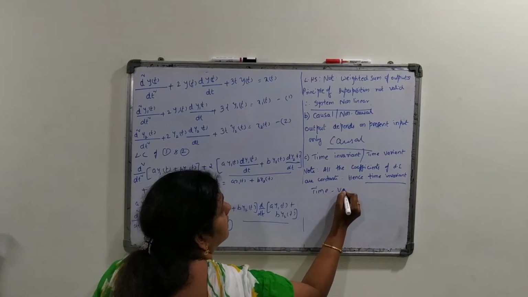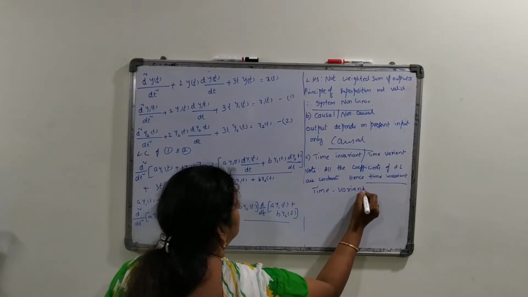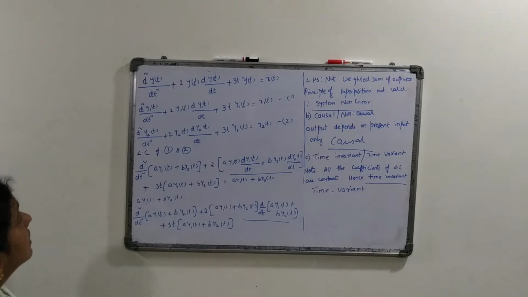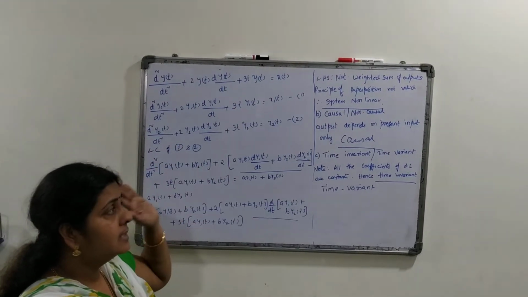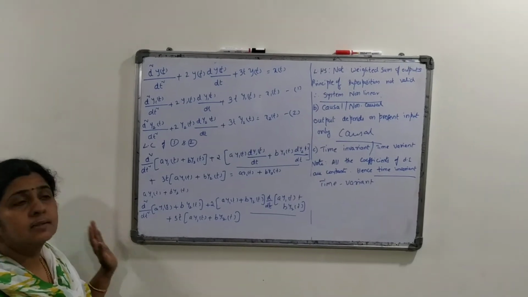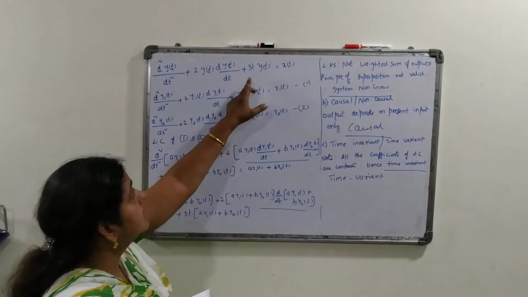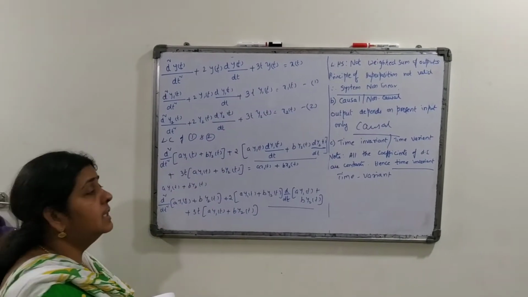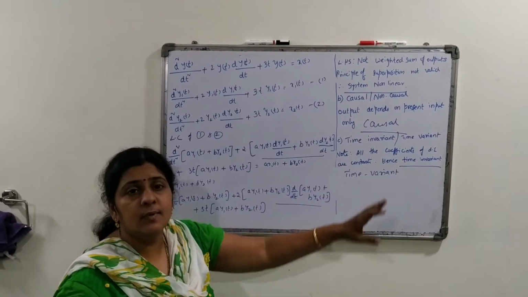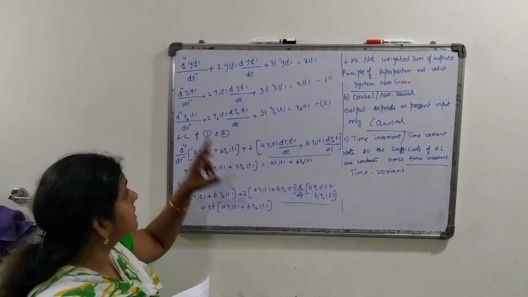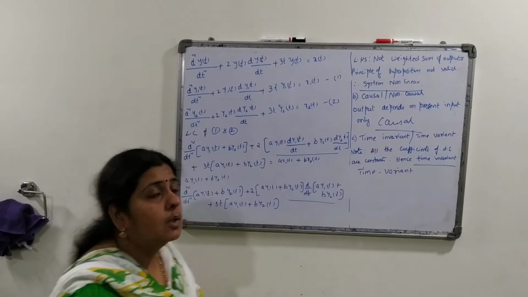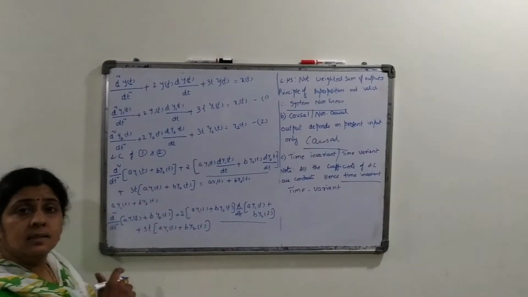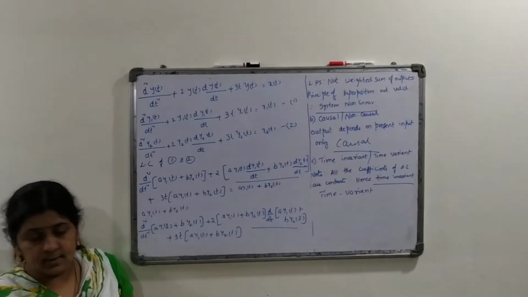Look at the differential equation, look at the variable here. If the terms are constants, then only it is time invariant. But in this case you have the variable 3t. Therefore it is time variant. Finally you can say that the system is non-linear, causal and time variant. So this is another differential equation which I have considered.